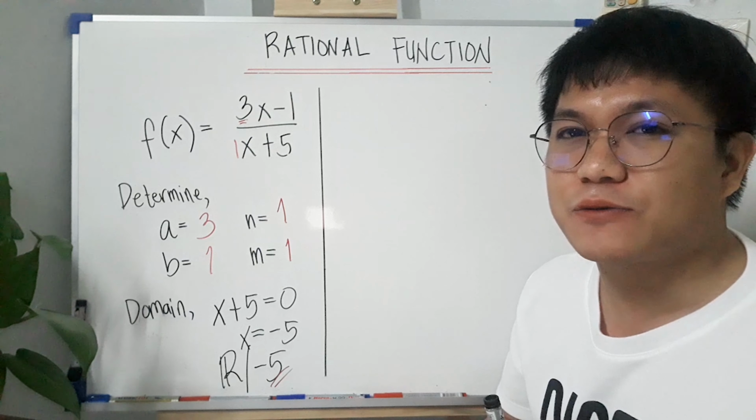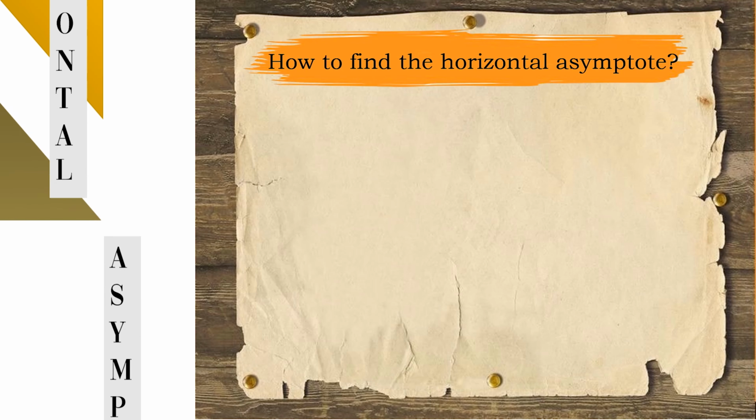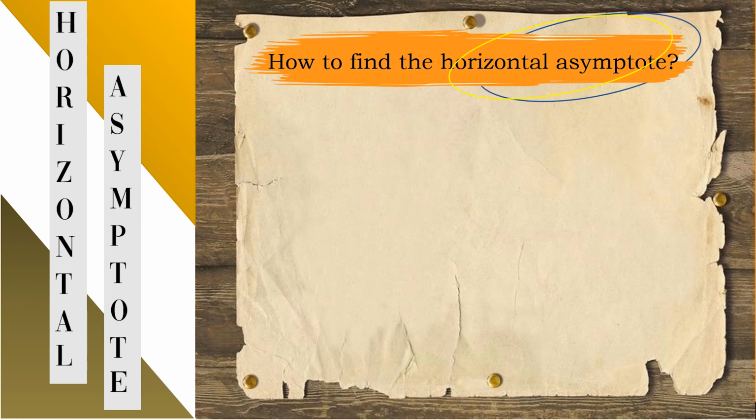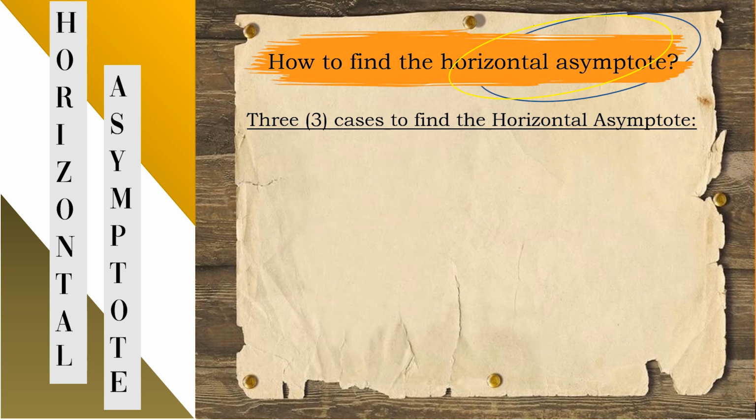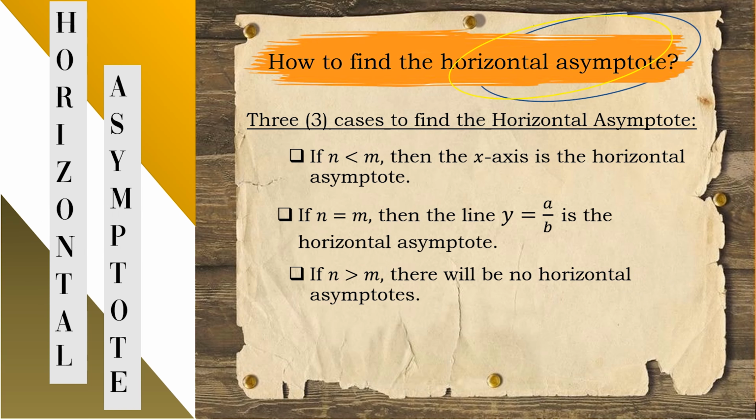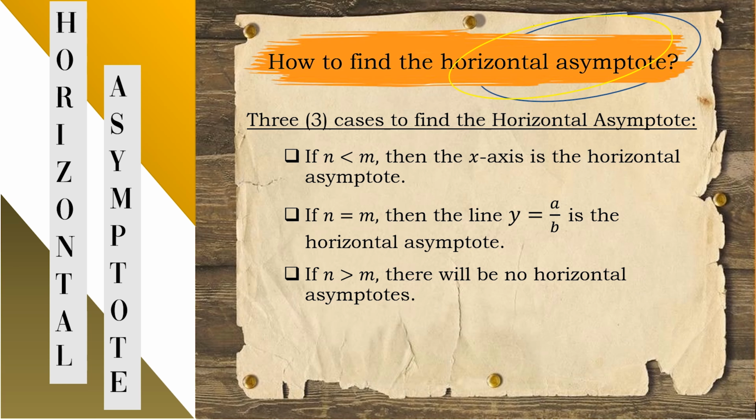How about our horizontal asymptote? How to find the horizontal asymptote? There are three cases to find the horizontal asymptote. First, if n is less than m, then the x-axis is the horizontal asymptote. If n is equal to m, then the line y is equal to a over b is the horizontal asymptote. Lastly, if n is greater than m, there will be no horizontal asymptote.